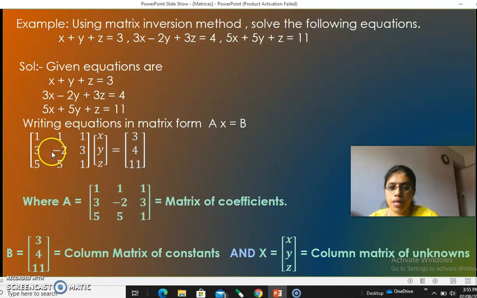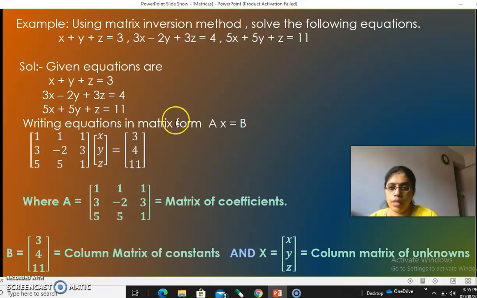Second row, when we multiply the second row with the first column, 3x minus 2y plus 3z becomes 4. Here it is, your second equation. Next, the third row with the column: 5x plus 5y plus z equal to 11 will be the third equation.